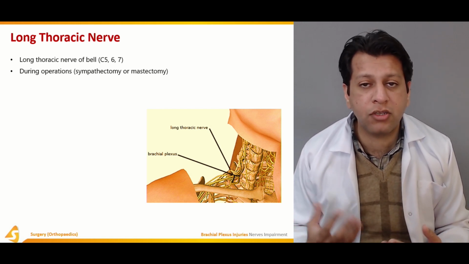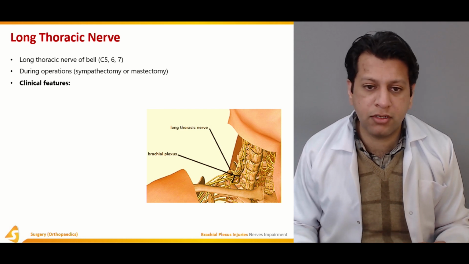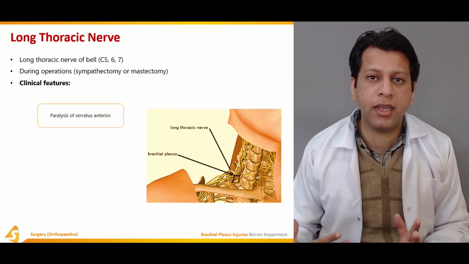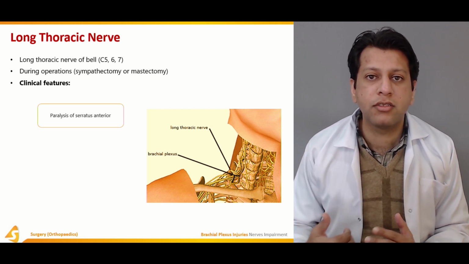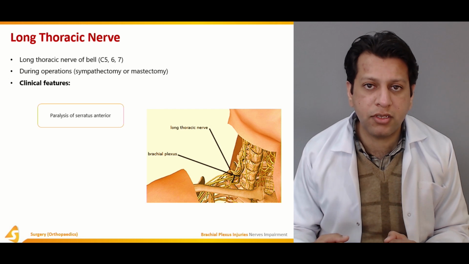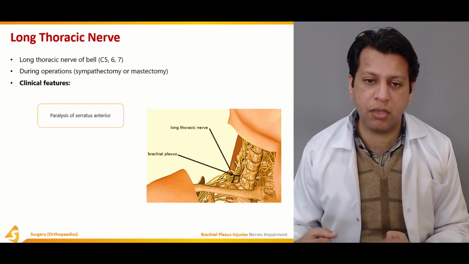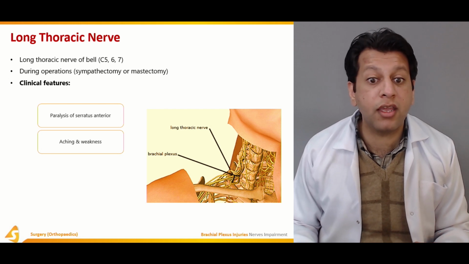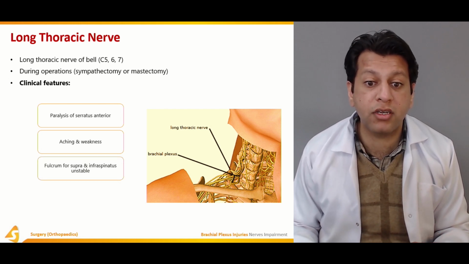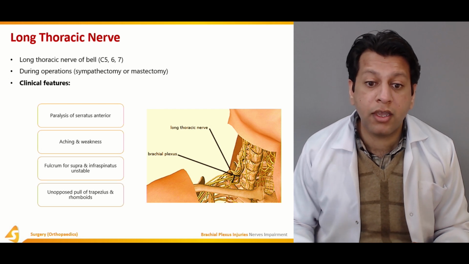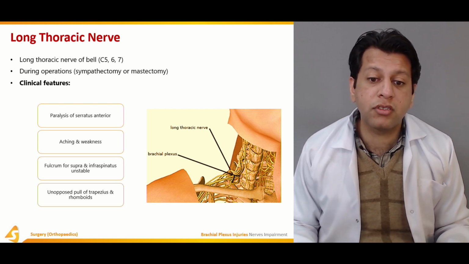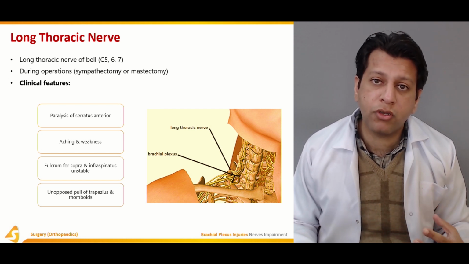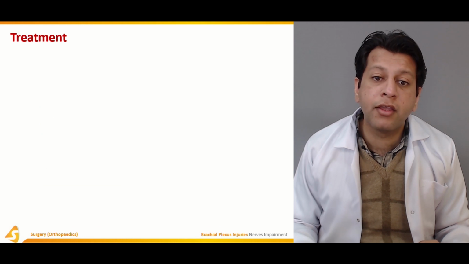Once it gets damaged, the serratus anterior muscle, which is attached to the scapula laterally, is affected, and this results in medial winging of the scapula. This may lead to paralysis of the serratus anterior, aches and weakness. The fulcrum of the supraspinatus and infraspinatus is unstable, and the unopposed pull of the trapezius and rhomboids on the scapula will cause the medial winging of the scapula.